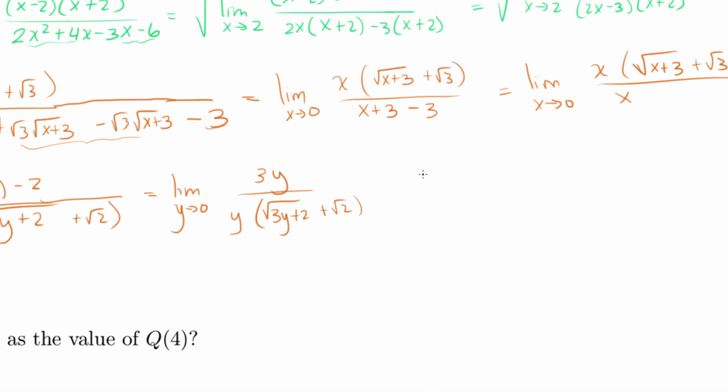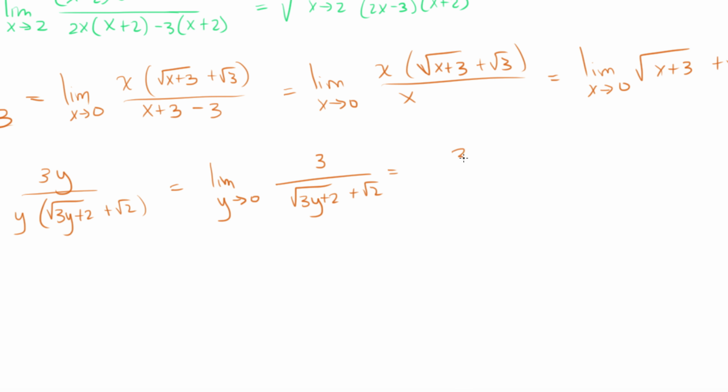And then that helps me get rid of the y's, so now I'm left with 3 divided by square root of 3y plus 2, plus radical 2. If I plug in 0 for y, I get 3 over radical 2 plus radical 2. Notice I don't need the limit anymore because I just found it. So 3 over 2 radical 2. And that'll be your answer. You can rationalize it if you want.